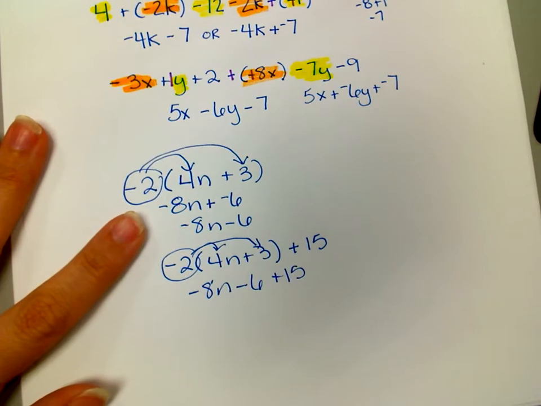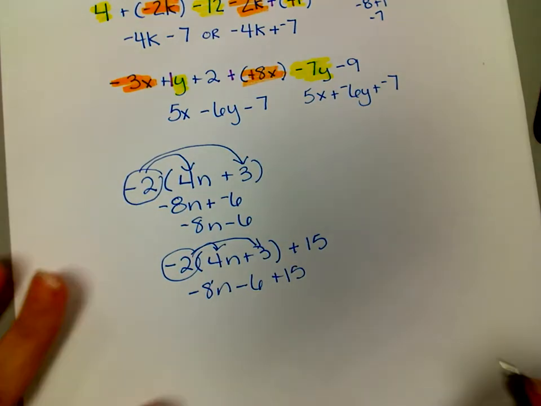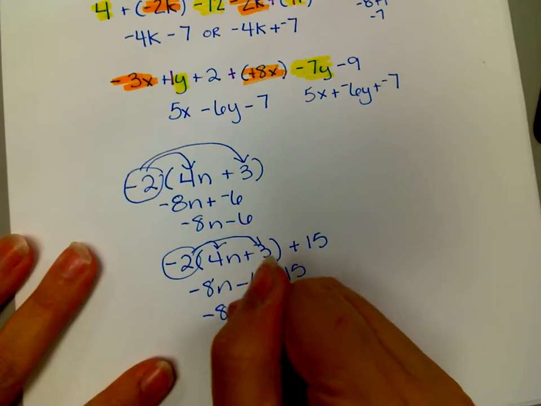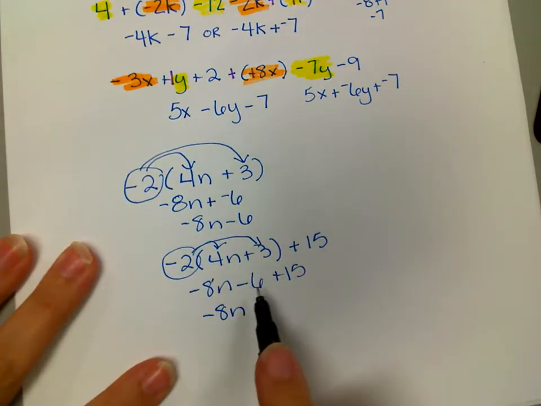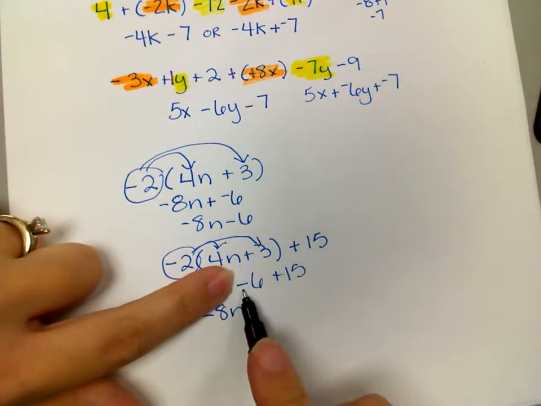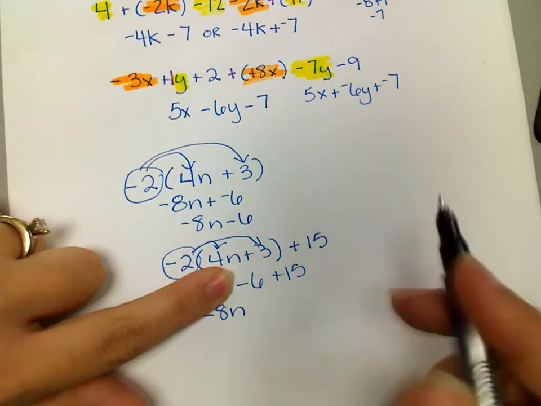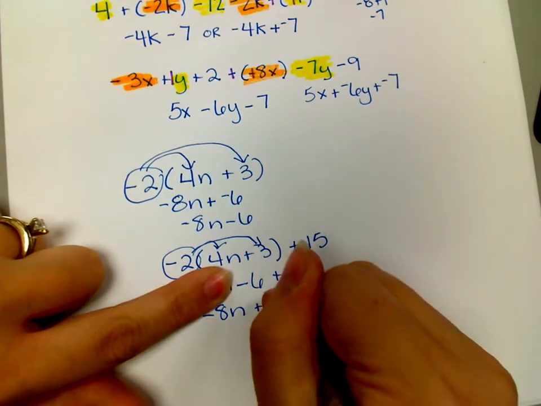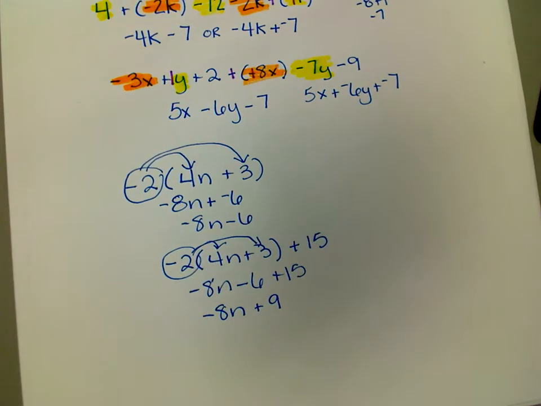Now I'm going to combine like terms. I only have one n, so that's just negative 8n. And then negative 6 plus 15, that is going to be positive 9, right? So negative 8n plus 9.